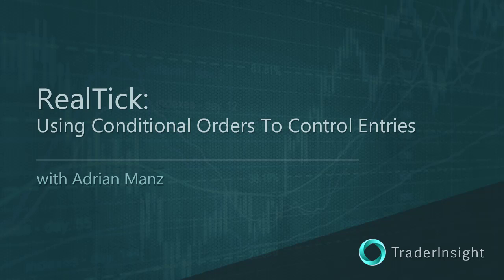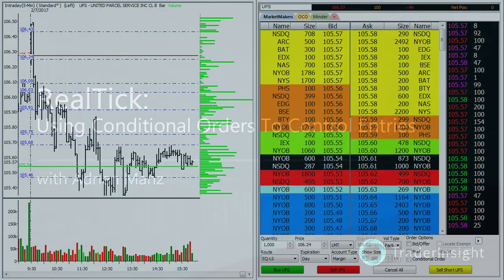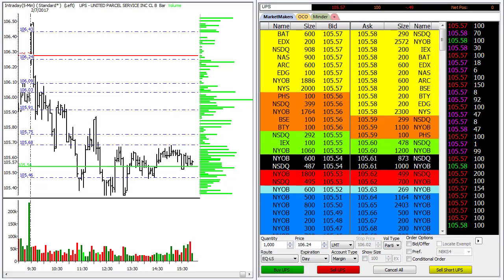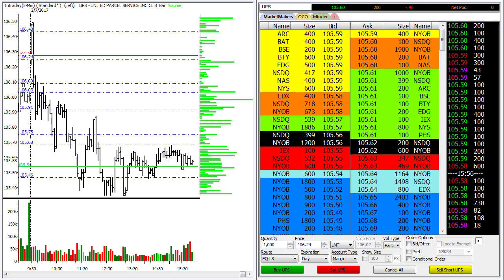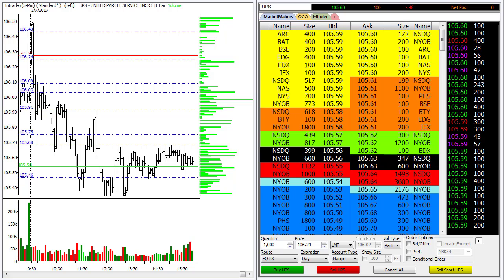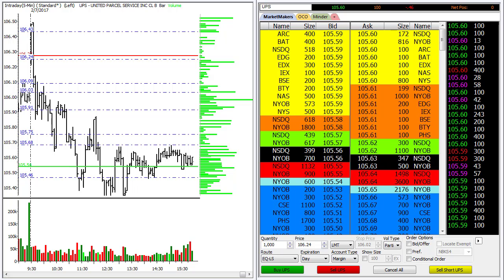Well, this morning in the first hour trading pit, we had questions about how it was that I structured an order to get the trade in UPS automated. I want to show you this one. So UPS opened above our stated entry price on the trading plan by quite a bit. We were up at 106.24. It then moved higher to 106.43.